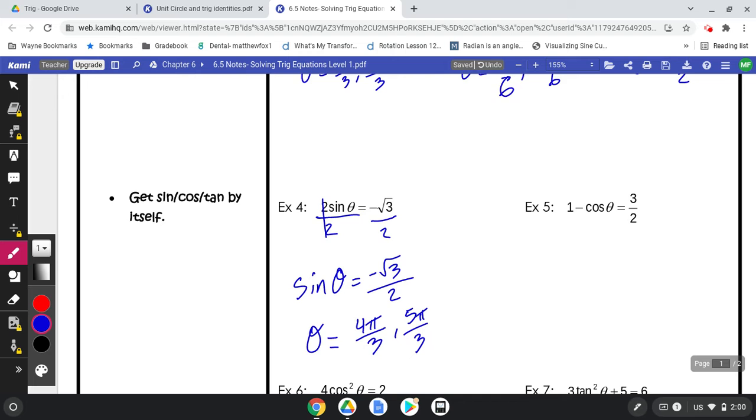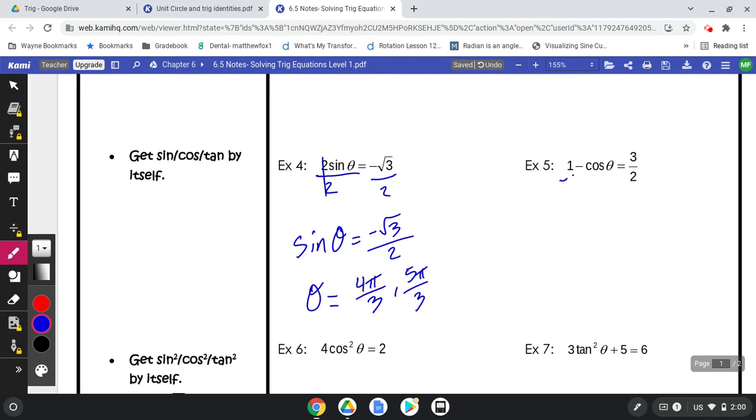All right. Example 5, to do this, start by subtracting 1. If we subtract 1 here, we'll be left with negative cosine theta equals, let's think about this, 3/2 minus 1. 1, I could rewrite that as 1 over 1. Okay, now I need to find a common denominator. So I will take 2 over 2, which is still subtracting 1. 3/2 minus 2/2 leaves us with 1/2. At this point, we got to divide by a -1. Divide by a -1, we're left with cosine of theta equals -1/2.